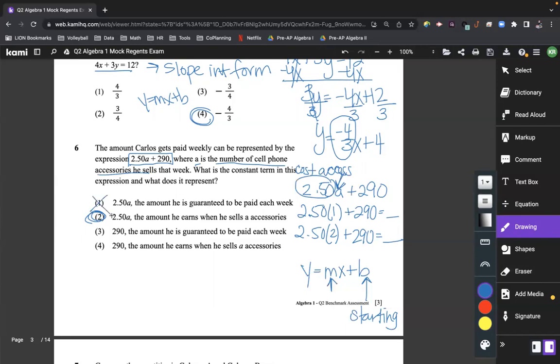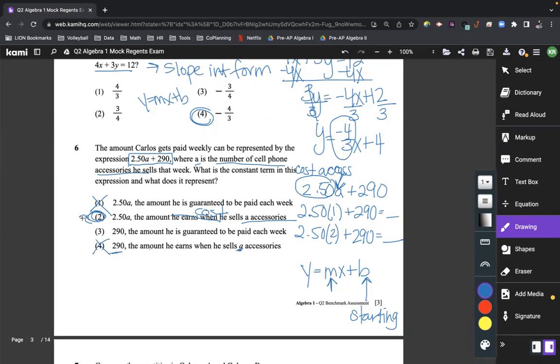So looking at this, 250A, the amount he is guaranteed to be paid each week. That's not true, okay? Because it's 250A plus 290. 250A, the amount he earns when he sells an accessory. The problem here with 2 is that it's not the amount he earns when he sells an accessory. I would say the amount that the accessories cost. Okay. 3, 290, the amount he is guaranteed to be paid each week. And then 290, the amount he earns when he sells A accessories. 290 doesn't have anything to do with the A value.